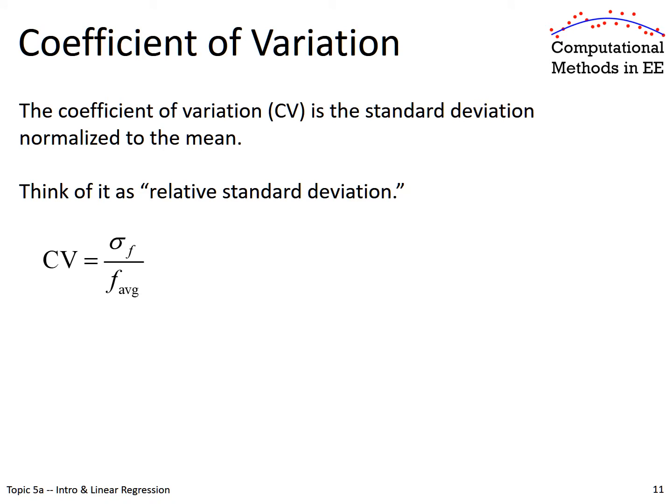There's also a parameter used a lot called the coefficient of variation. We won't use that a whole lot in this course, but it is out there. And we can think of this as more of a relative standard deviation. So it's standard deviation, but we're dividing by the mean. So it's normalized in that sense.